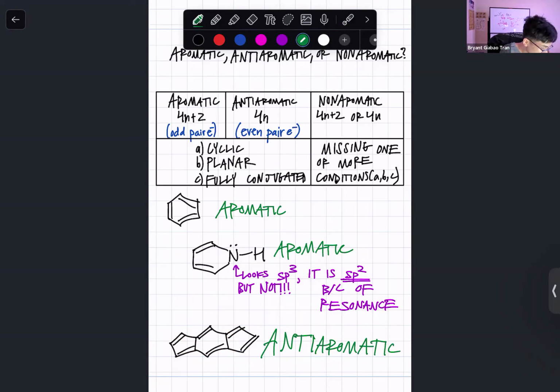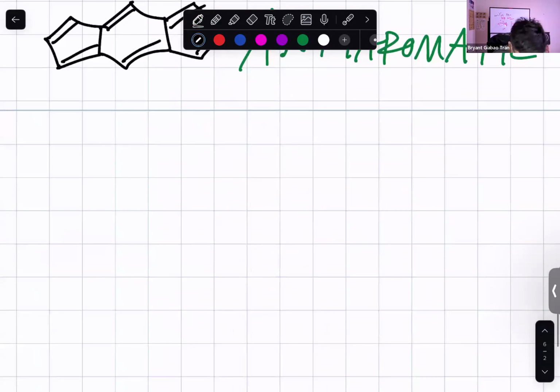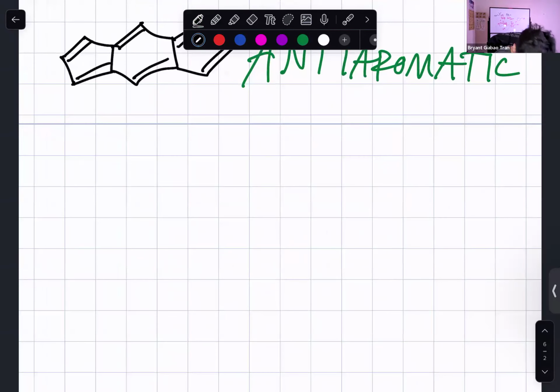Let's do 4 more of the normal ones. And then I'll give you guys 3 examples of the 3 different weird ones that you guys might encounter. Okay. So let's do these 4 here.